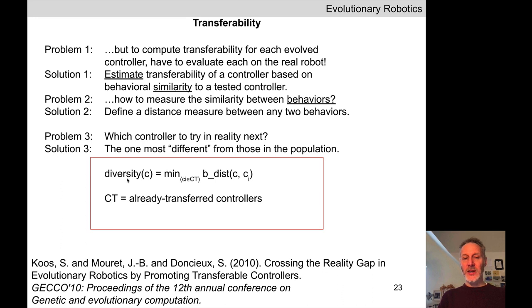Okay, so we're computing diversity for all the controllers in the population. And then among all of those, the one that we send next is the one that has highest diversity. It's the one that's most different in the population.